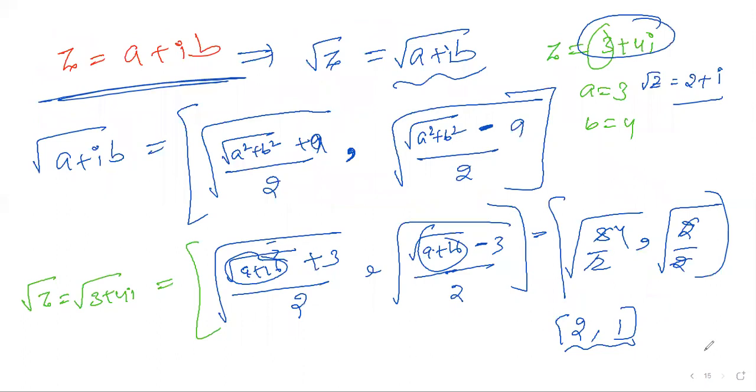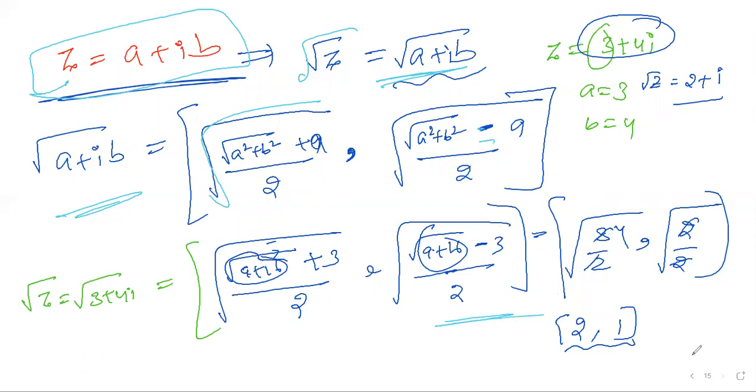Then I entered into the square root of a number: how to find the square root of a number. I told you the formula: square root of (square root of a square plus b square plus a) by 2, and the second term, square root of (square root of a square plus b square minus a) by 2. The minus is inside, not outside; you need to understand that. For that I took an example. So the mathematical operations of complex numbers are finished. Tomorrow in the next class we will see the problems required for your regular analysis.